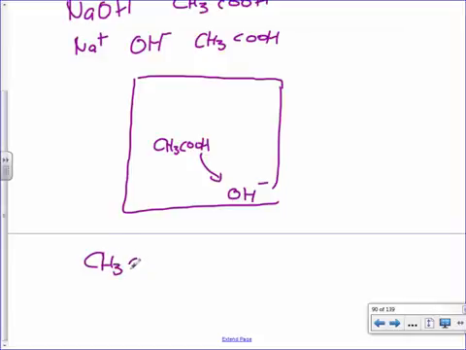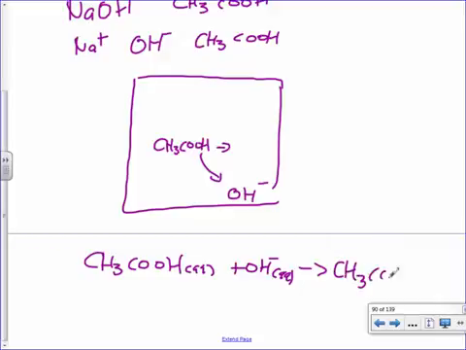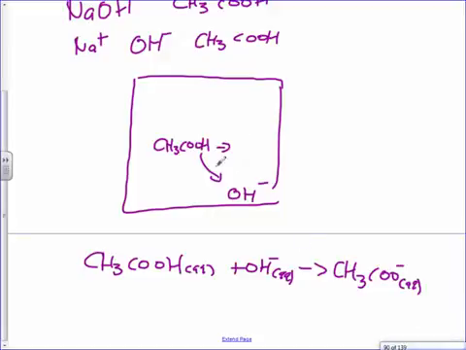Your CH3COOH will react with the OH-, and it's going to turn into whatever this guy turns into. So what's the conjugate base of acetic acid? Well, it's the exact same thing, just minus the proton. And it's whatever the hydroxide turns backwards into, which I believe is water, right?